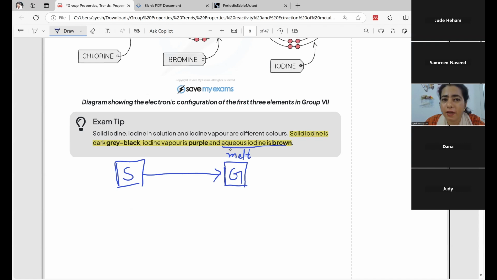Dry cubes, like ice. Dry ice, dry ice, guys.